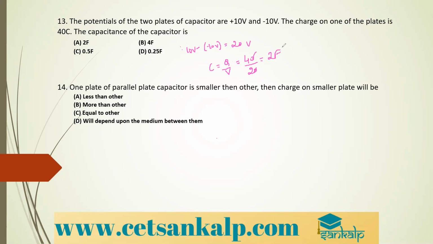Next question. One plate of a parallel plate capacitor is smaller than the other. Then the charge on the smaller plate will be? So here you have two parallel plates, one smaller than the other. How can we do it? The charges are produced due to induction, and moreover, the net charge of the conductor should be zero. Charge does not depend on the size of the plate of the capacitor. Therefore, it will be equal to one another.